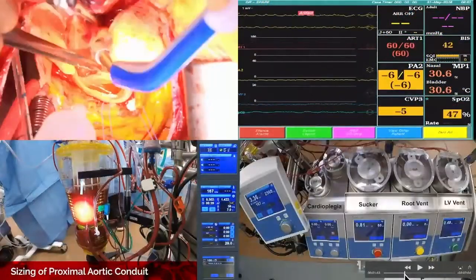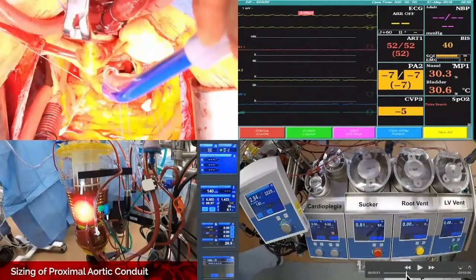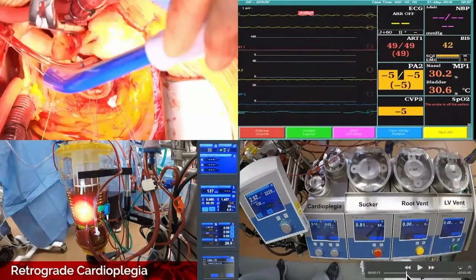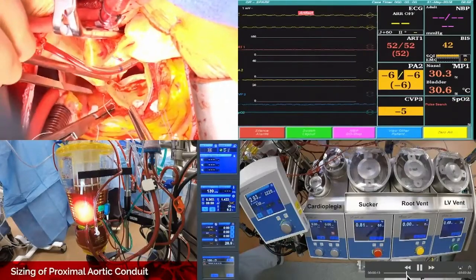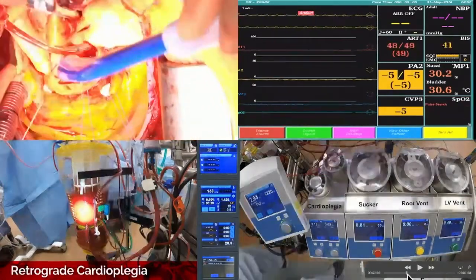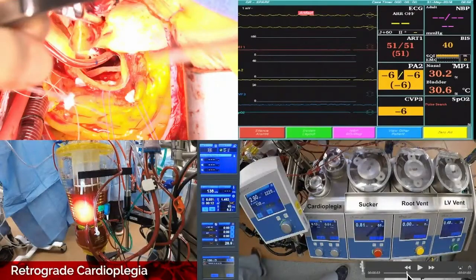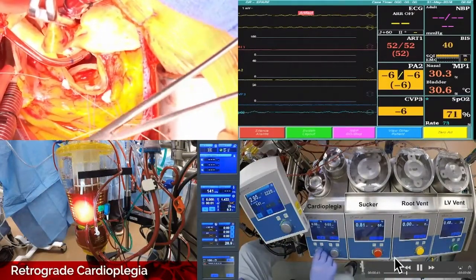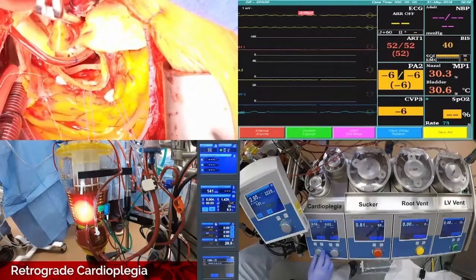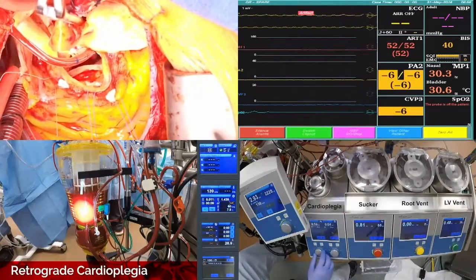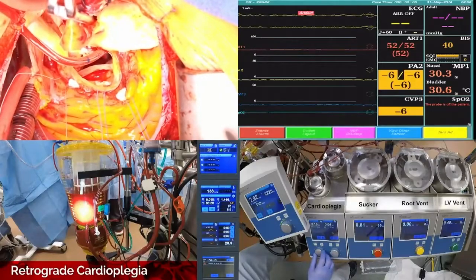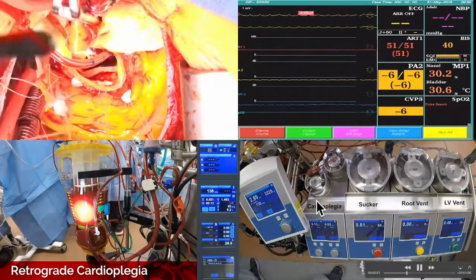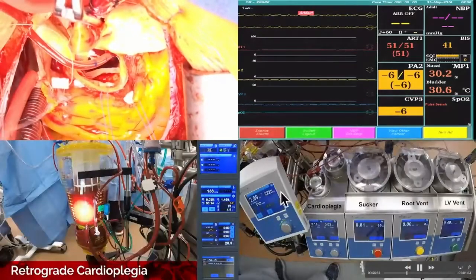This is the retrograde that I want everybody to see coming out through the coronary ostia. So that's going to go in here in just a minute. There we go. Okay, sucker's up, LV vent's up. Please go slow because it's retrograde. If you look in the bottom right corner, we can see the right pressure here on the retrograde.